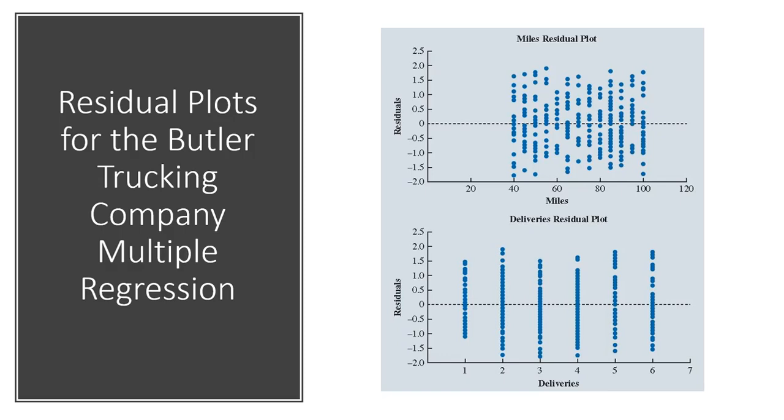The residuals at each value of miles appear to have a mean of 0. They also appear to have similar variances and appear to be concentrated around 0. The residuals at each value of deliveries also appear to have a mean of 0 with similar variances and a concentration around 0. These are all good things, meeting the assumptions needed for multiple linear regression.